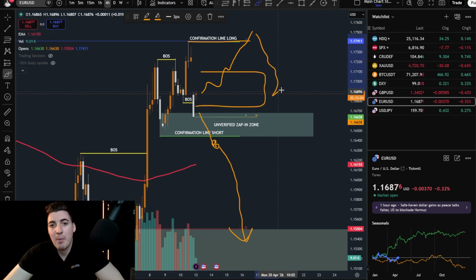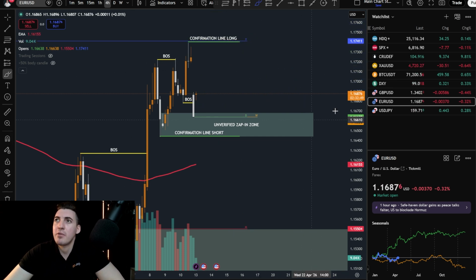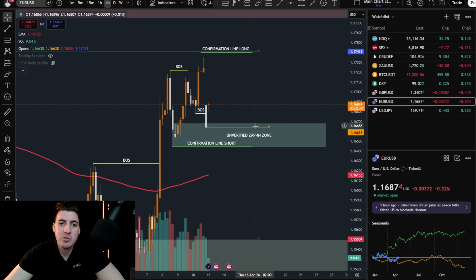I'll wait for it to come back into that demand zone. If there's a nice change of character or break of structure, BOS, then I will enter that long position, and that will continue the trend into the upside. So that's my play for the EUR/USD at the moment. I'm just waiting to see what happens when the London session opens.